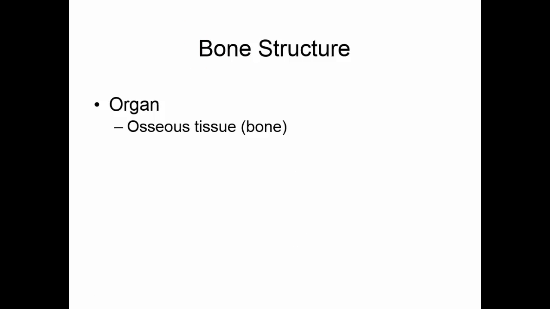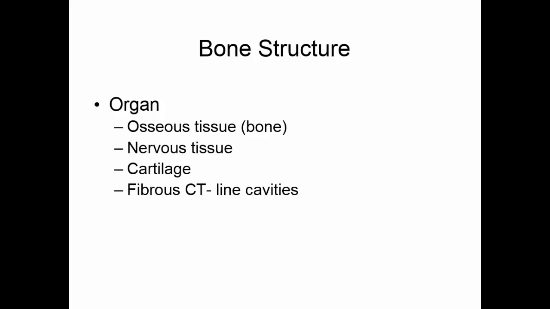Bones are the organs of the skeletal system. They're made up of several tissue types. Of course, osseous tissue or bone tissue is the major component, but they also have nervous tissue, cartilage tissue, fibrous connective tissue which covers the bone and lines the cavities of the bone, and muscle and epithelial tissue and the blood vessels that go through the bone.